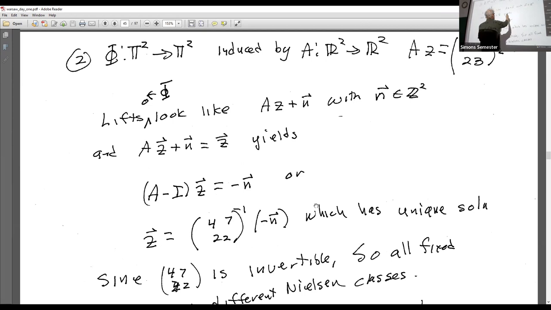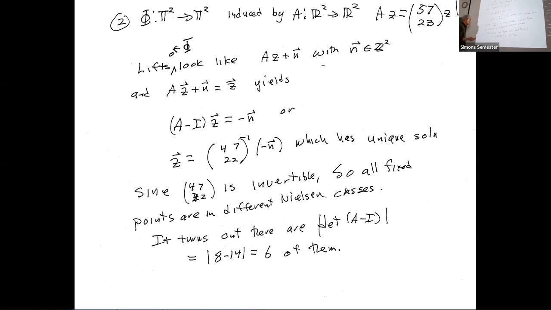Once again, all the lifts look like A, Z plus N: some lift composed with a deck transformation. We get this equation, with A minus the identity that we saw already in the index, which we'll keep coming back to. This is invertible because we don't have one as an eigenvalue, and that's because the map is hyperbolic to start with. So once again, every lift has a unique fixed point, since this is invertible. All the fixed points, remember there were six of them, are in different Nielsen classes. Now we don't have just expansion in the cover, we have hyperbolicity in the cover, and algebra comes to our rescue, but later on we're going to get geometric hyperbolicity as opposed to formulas.